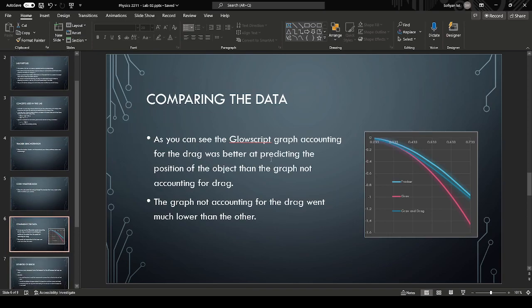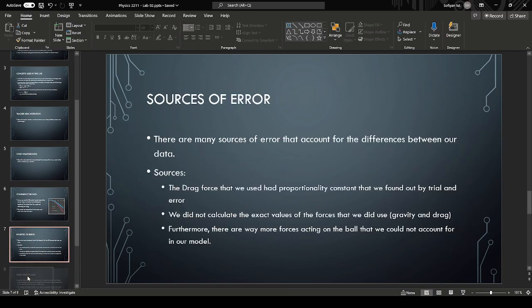So right here, comparing the data, as you can see from this graph on the right side, the model that accounted for drag was a lot closer to predicting the position in real life in comparison to the model that did not account for drag. The model that did not account for drag was a lot farther off, and the one that did account for drag was not entirely accurate as well, and we'll get into sources of error as to why that may be.